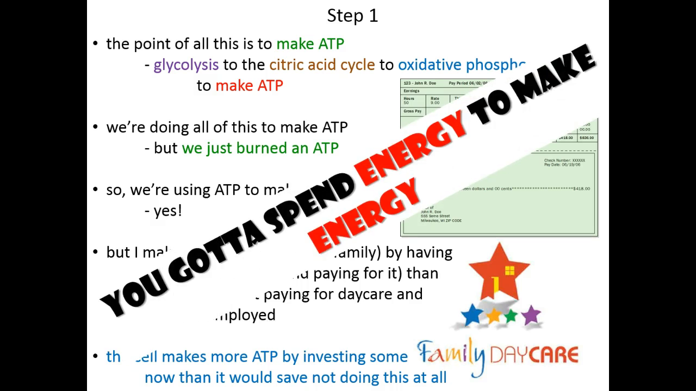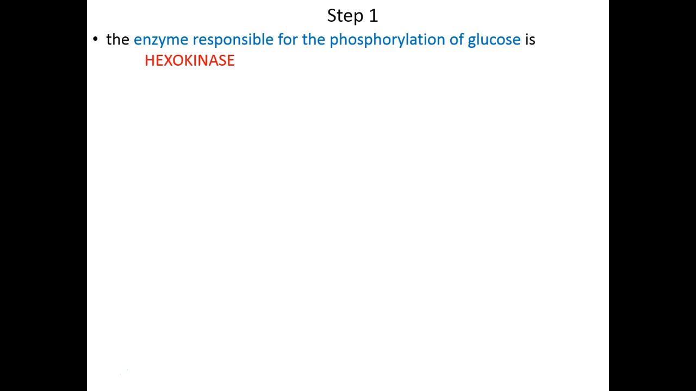In life, oftentimes, you've got to spend money to make money. Spending some up front now makes you more in the long term. And for the cell, it's the same exact thing. The cell needs to spend energy now in these early stages of glycolysis if it wants to make even more energy later as glucose metabolism finishes up. So this is an investment of energy, not a cost.